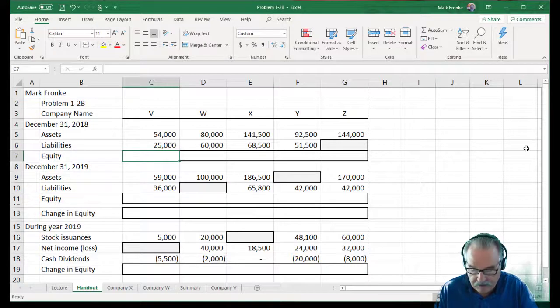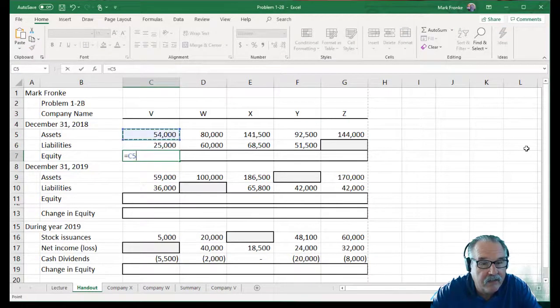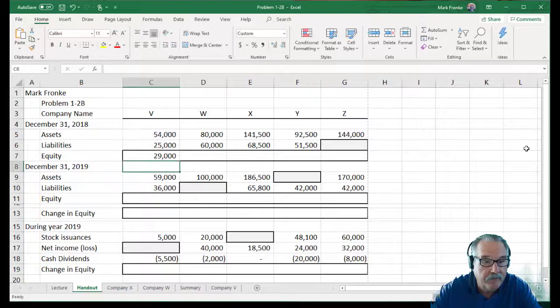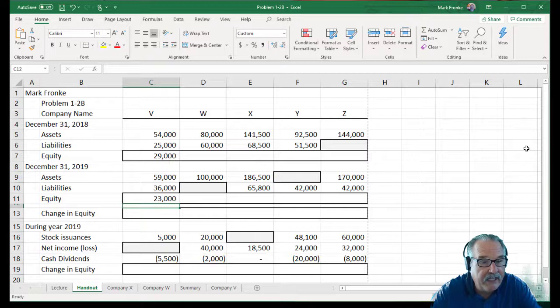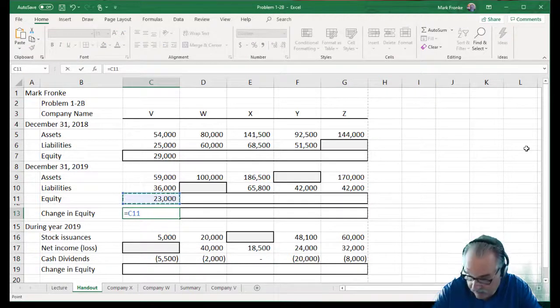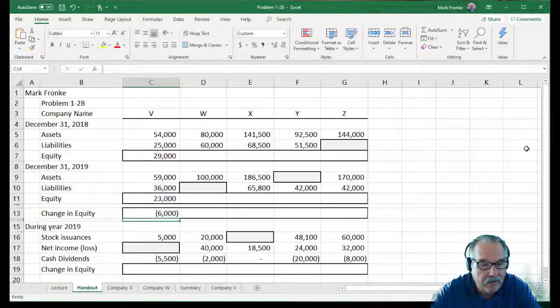So we have 5 companies here, V, W, X, Y, Z. We'll start with V. The first thing that we have to do is figure out what the equity is at the beginning of the year. We're talking about 2 years here, 2018, 2019. The beginning equity in 2018 was $29,000. The ending equity, and I'm just getting that by subtracting liabilities from assets, is $23,000. So our equity went down by $6,000.